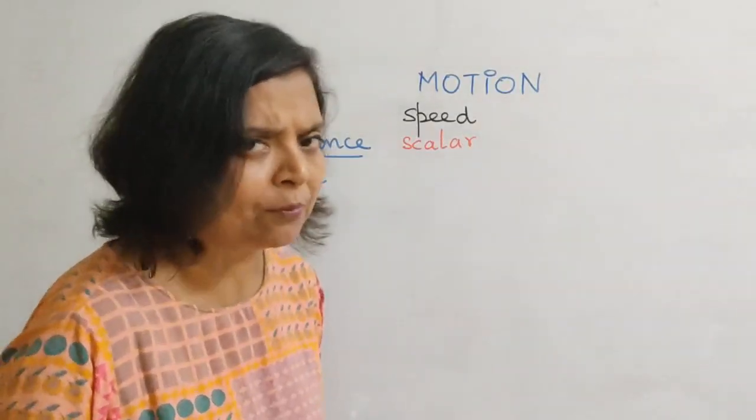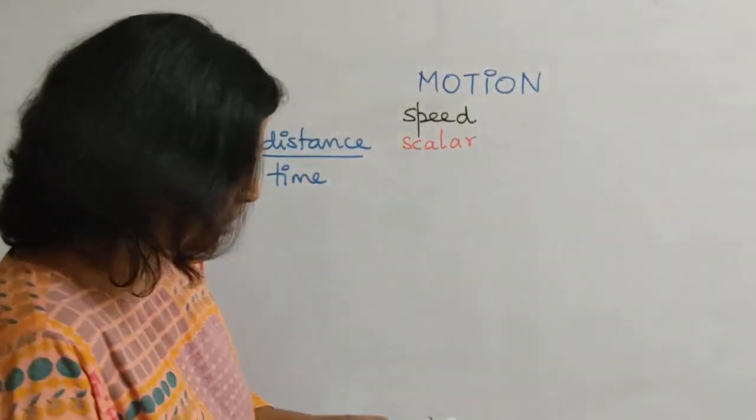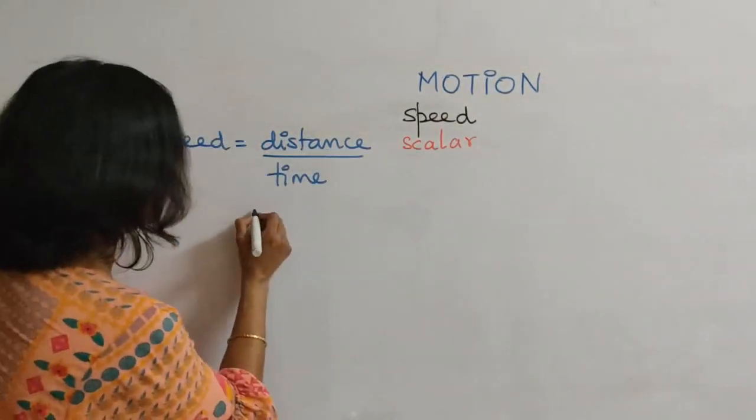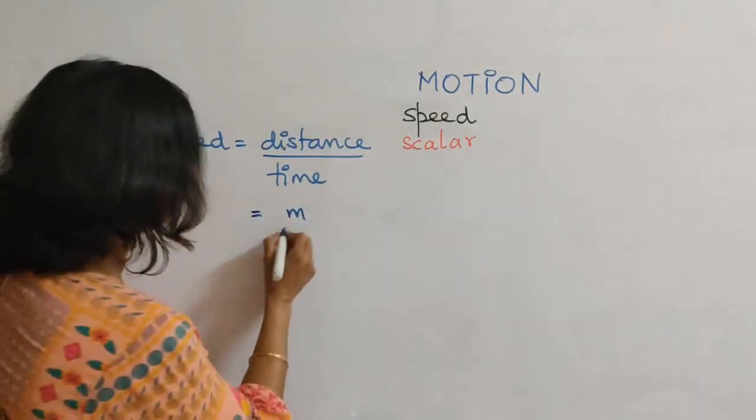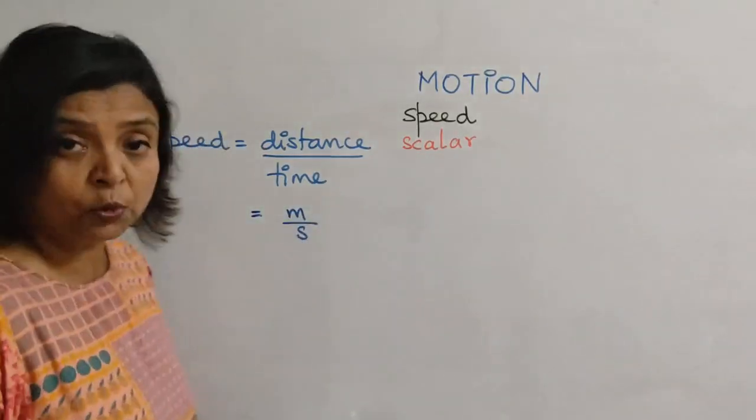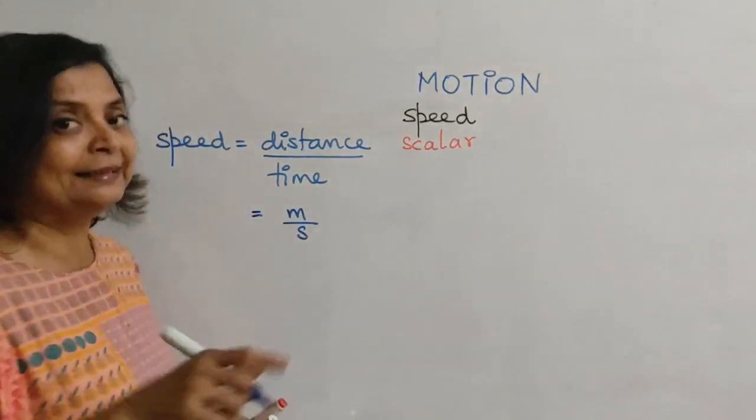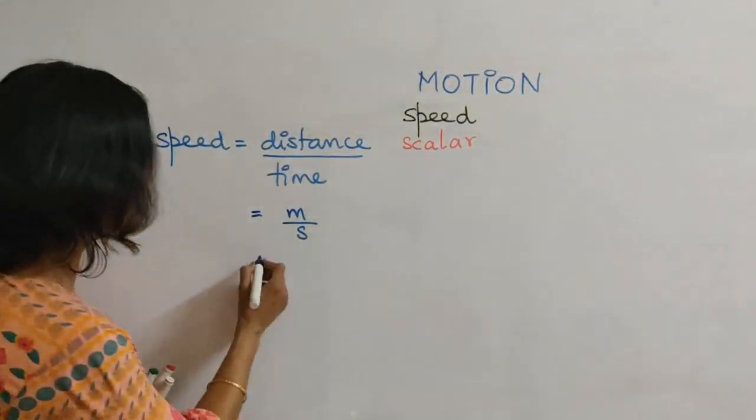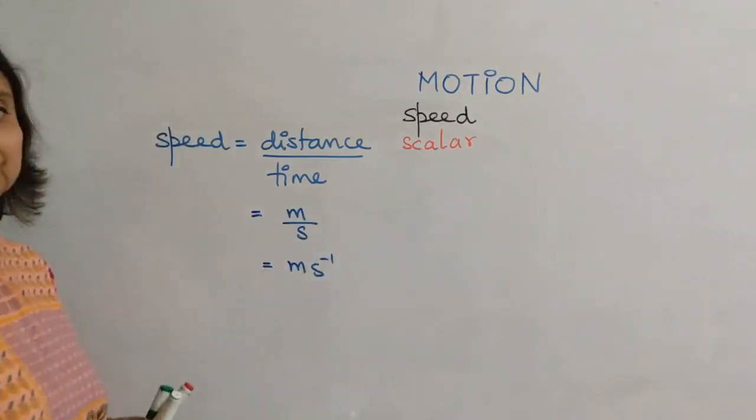Well, there is one more thing we realize from the formula. It is distance upon time. So what is the SI unit of distance? Well, it is meters. And the SI unit of time is seconds. So how do we read it? We read it as meters per second. And now that we are in 9th, we have learnt a novel way of writing it. We would write it as m/s.